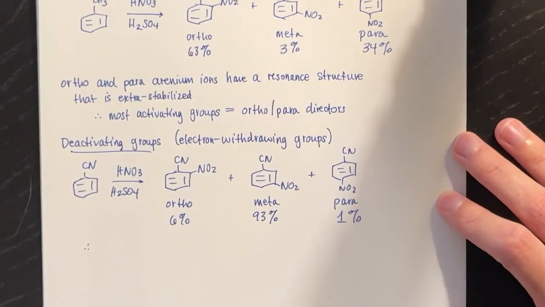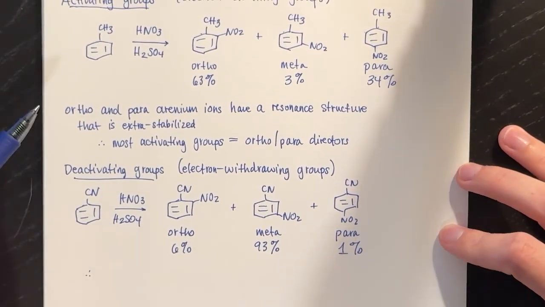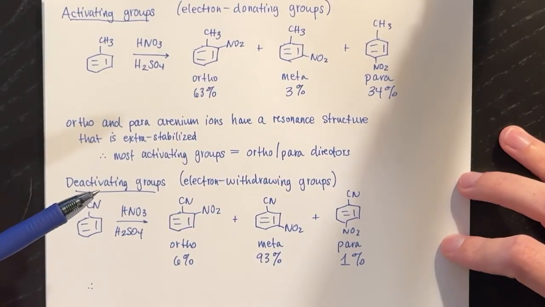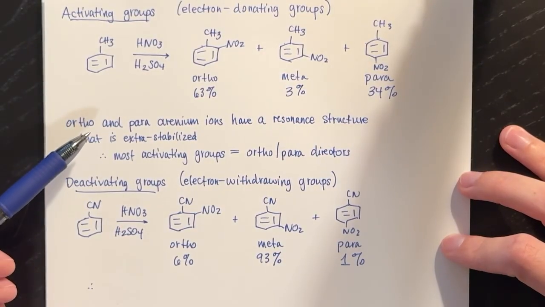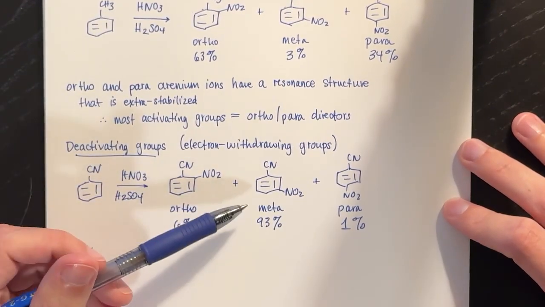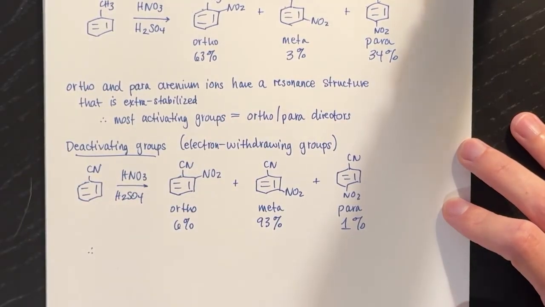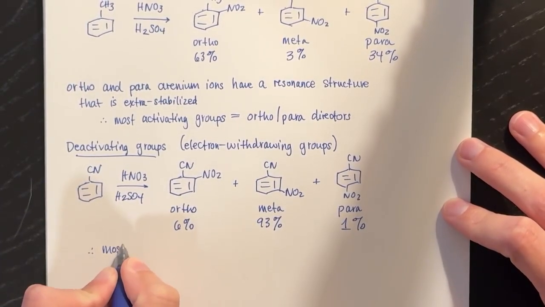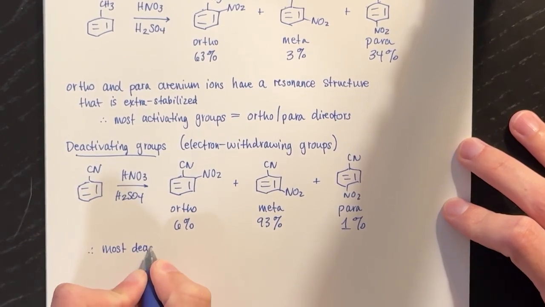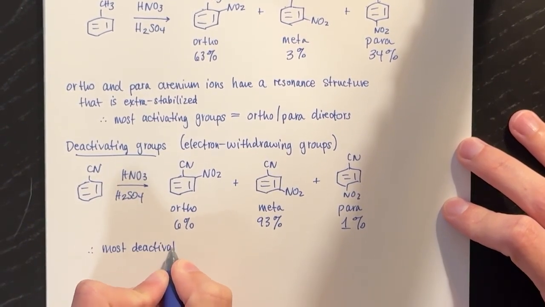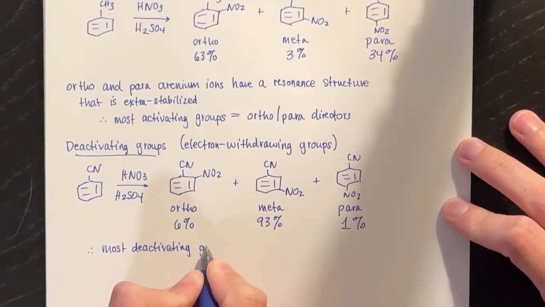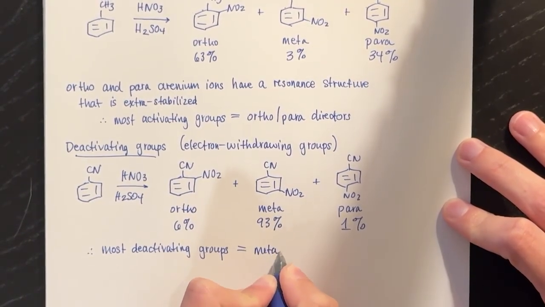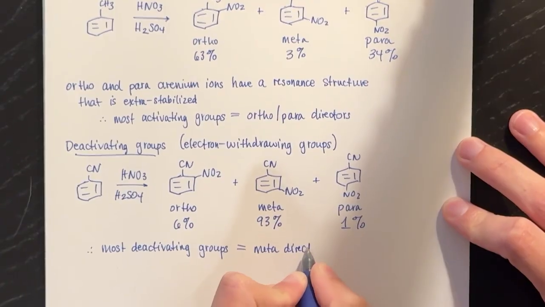And so this ends up being really for the same reason. In the case of activating groups, the ortho and para arenium ions have a resonance structure that's extra stabilized. In this case, the meta arenium ion has a resonance structure that's more stabilized. So most deactivating groups are meta directors.